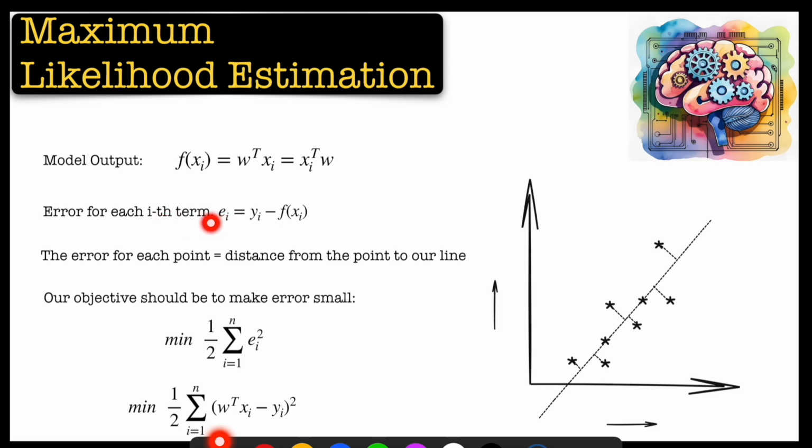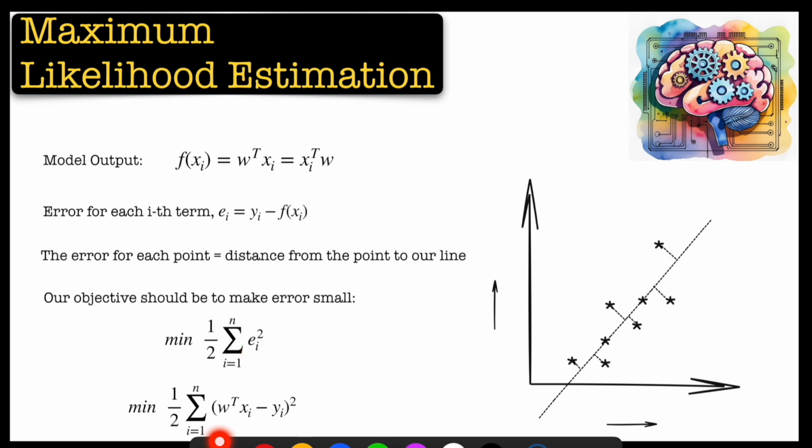The error for each ith term will be ei, that is yi minus f(xi), where this is the actual output and this is the predicted output. The error for each point is basically the distance from the point to our line. If this is the best fit line and these are the actual data points, these distances are the errors that we want to minimize. In our previous linear regression video we saw our objective function is basically to minimize the sum of the square of the errors. We are taking the square because the errors can be positive as well as negative.